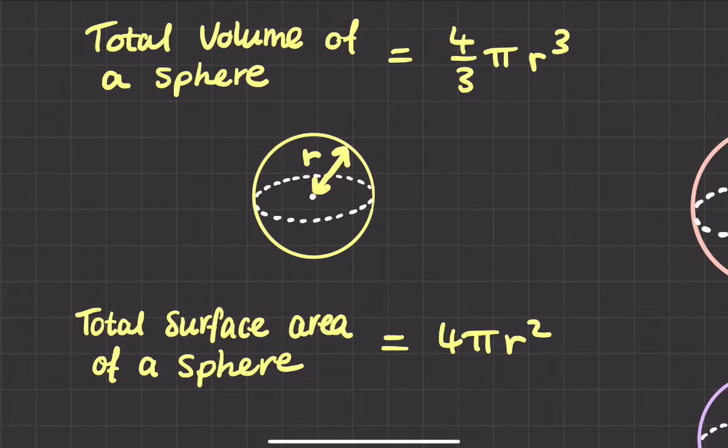distance from the outside to the very center. Okay, just like a circle, but like a 3D circle. So the total volume of a sphere is given to you by doing 4/3 multiplied by pi multiplied by whatever the radius is cubed. The surface area of a sphere is given to you by 4 multiplied by pi multiplied by whatever the radius is squared.